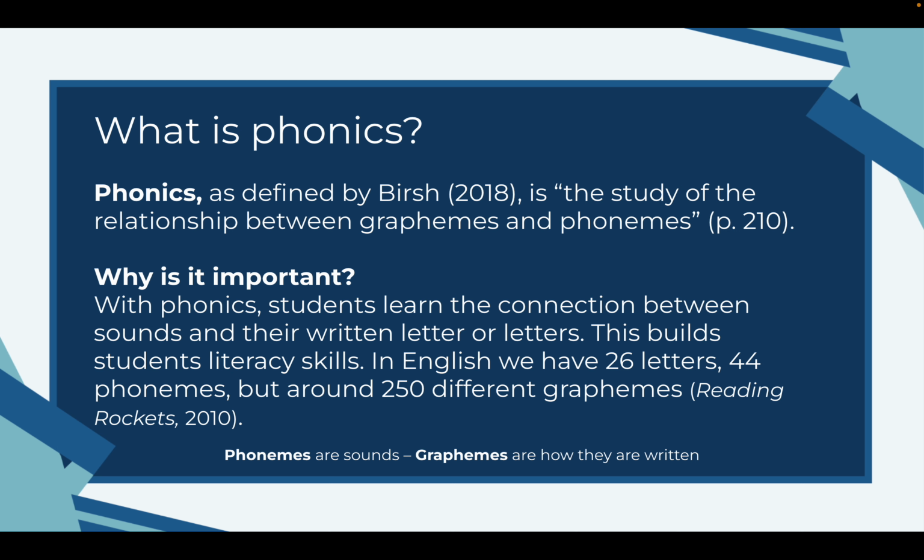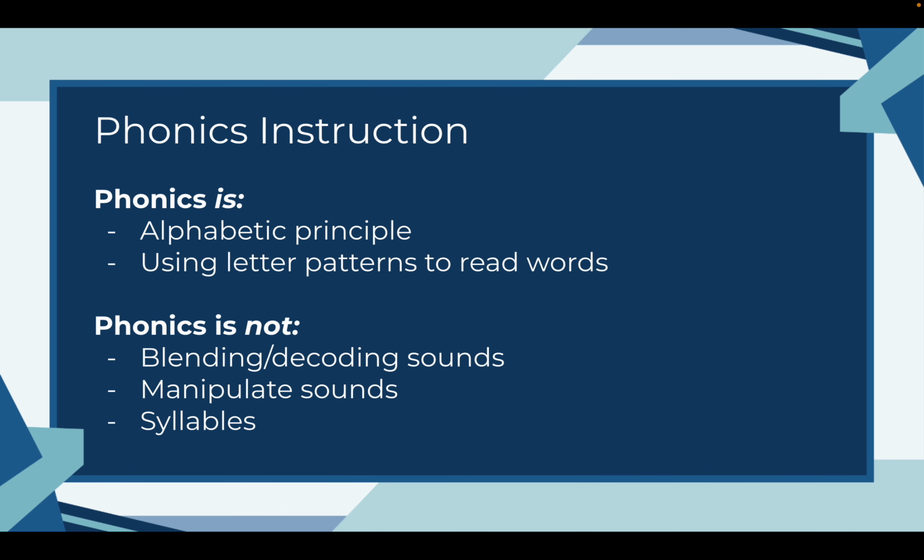And in English, we have 26 letters in the alphabet, 44 possible sounds, but around 250 graphemes to represent those sounds. We'll do an activity with this further into the presentation, but one example would be the sound f, represented by the letter F, PH, GH, and so on.